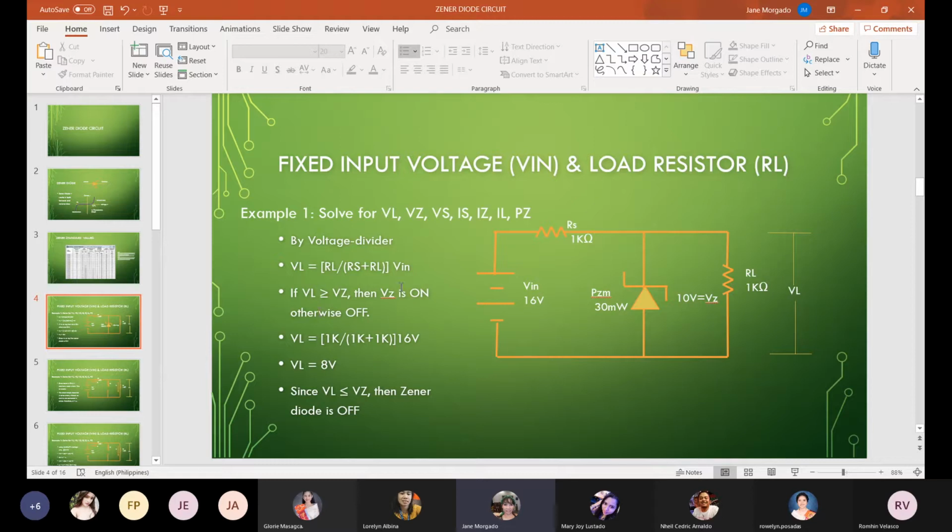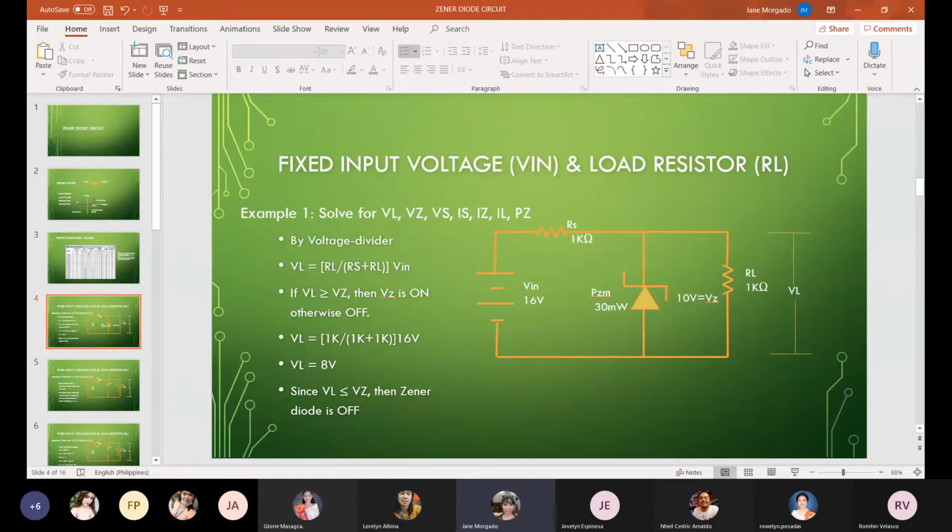So this is just an initial test. If VL is greater than or equal to VZ, then the Zener is on. Otherwise, it is off. So we have to test if the voltage across RL would be enough to turn on or to activate the Zener diode here. Applying the formula, VL is equal to 1K over 1K plus 1K times 16. So 1/2 times 16, so we'll have 8 volts.